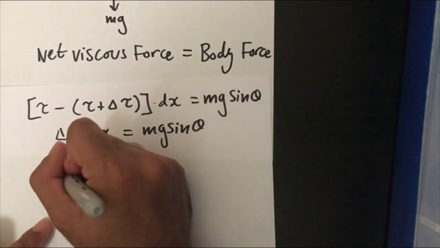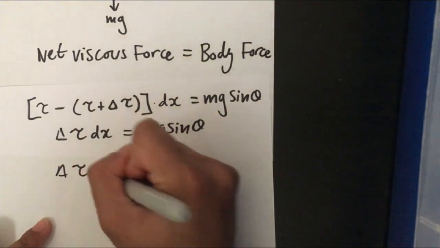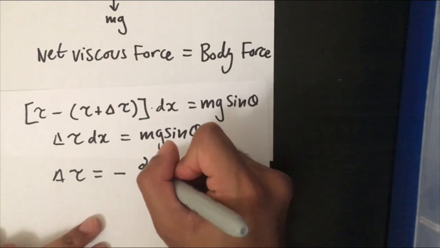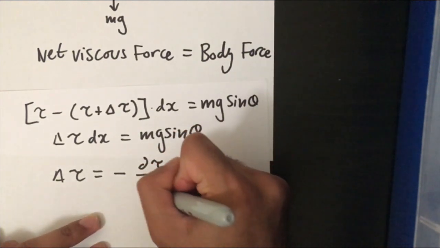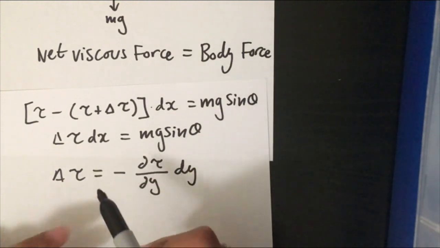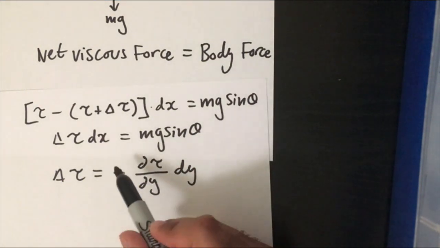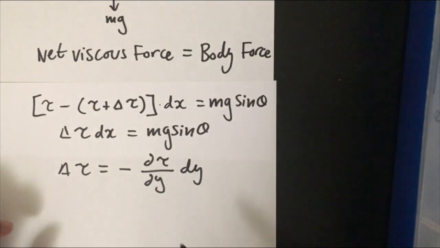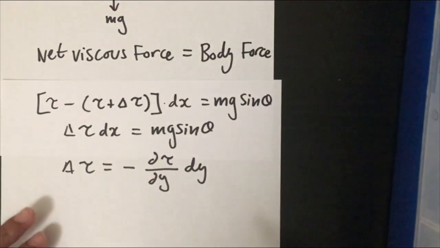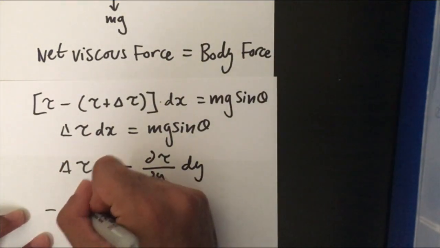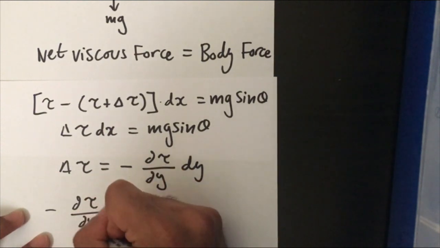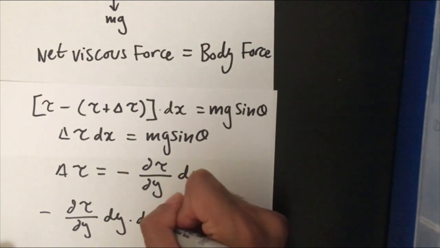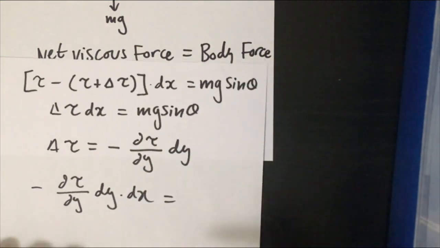So delta tau, mathematically we can write that as being equal to minus delta tau over delta y dy. The reason why it's minus is because tau is decreasing as y increases, as we discussed earlier. Okay, so let's put that into delta tau. So minus delta tau over delta y dy times dx is equal to mg sine theta.